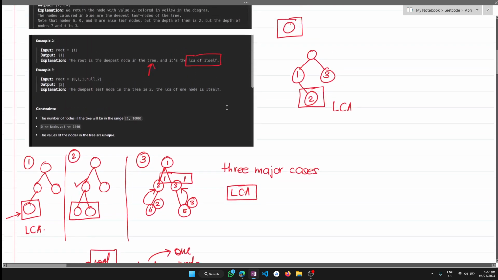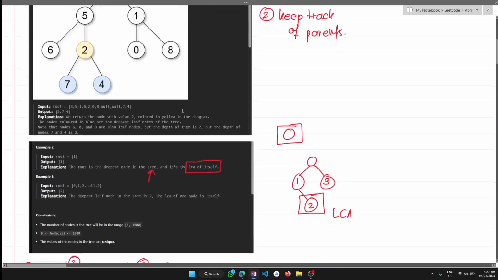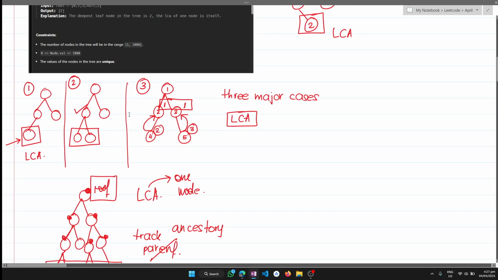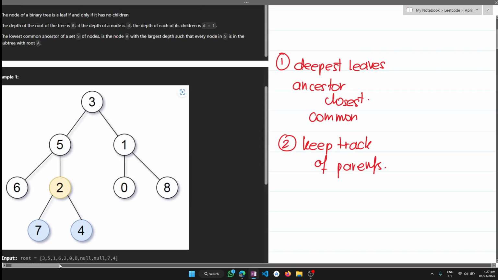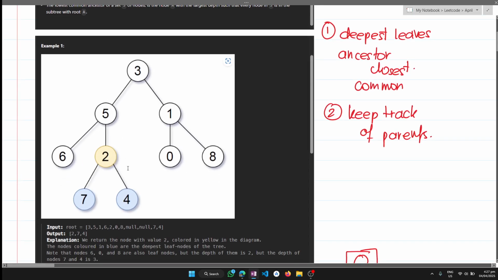So up until this point, what have we discussed? We have discussed all the 3 major cases, and we have discussed how we are going to build our ultimate approach. What we are going to do is 2 things. We are going to keep track of parents. So who's the parent of 7, who's the parent of 4? 4's is 2. For example, let's say I had a node over here as well as 10, right? Then 2 wouldn't have been the lowest common ancestor. Let's see what would have been the lowest common ancestor.